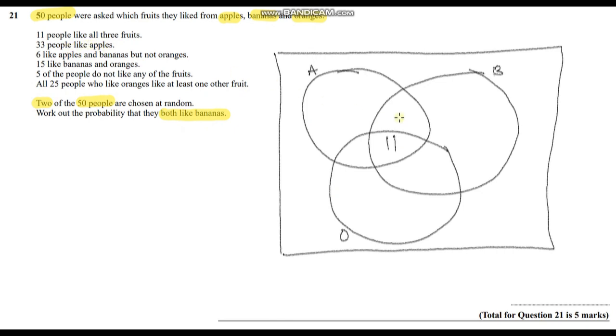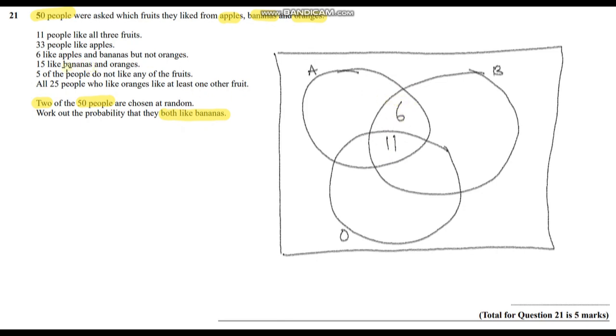33 people like apples. Now we can't do anything with that at the moment because we don't know how they're divided up. All we know is that this circle in total adds up to 33. Okay, so let's look at the next line. 6 like apples and bananas, but not oranges. So apples and bananas would be this bit, but not oranges. So there's going to be 6 in this section here.